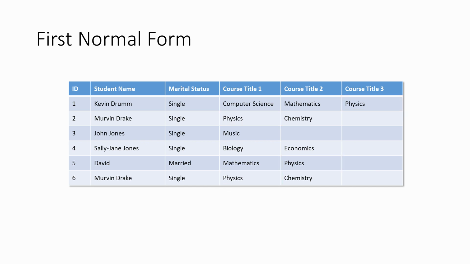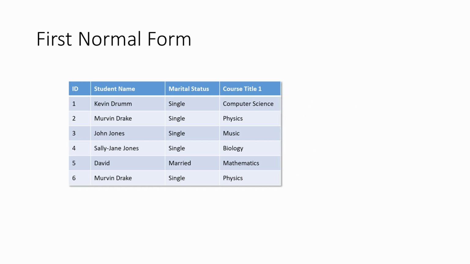Notice how some of the course titles appear in different columns. How would you build a query to search for all of the students who do physics, for example? And what happens when there's a new student who wants to study 4 or even 5 courses? The table would need new columns. Any solution that requires changes to the structure of a table when more of the same type of data are added is unsatisfactory. What's really needed is a structure that's flexible enough to cater for all eventualities.